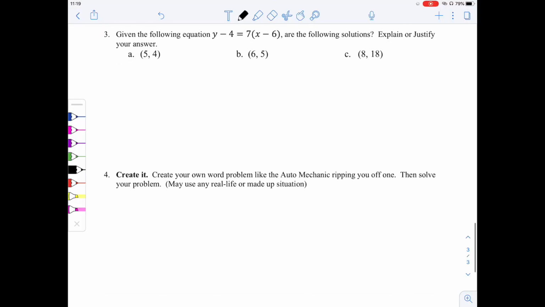Okay, one more. Now you have this equation. Doesn't matter what it looks like. You have an x and a y, same thing. All right, you have an x, and then you have a y. And we're going to rewrite the equation here. So y minus 4 equals 7 parentheses x minus 6. And we're going to substitute our x and our y. So our y value is 4. So minus 4 equals 7. Our x value is 5. So we put that in there.